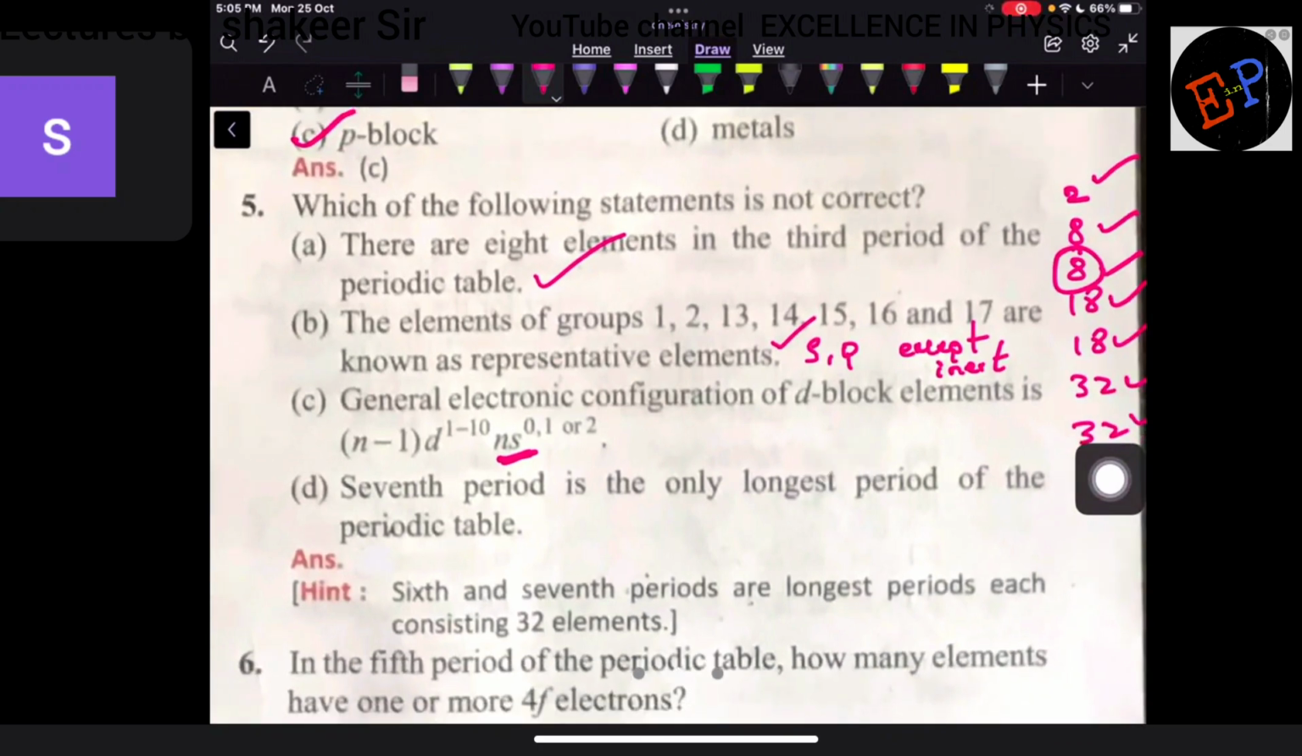Now what is the fifth one? The seventh period is the only longest period of the periodic table. Is it correct? The sixth period is also longest. The sixth period also has 32 elements. All the 14 lanthanides are present in the third group. Are you able to understand? So definitely this statement is the wrong statement.